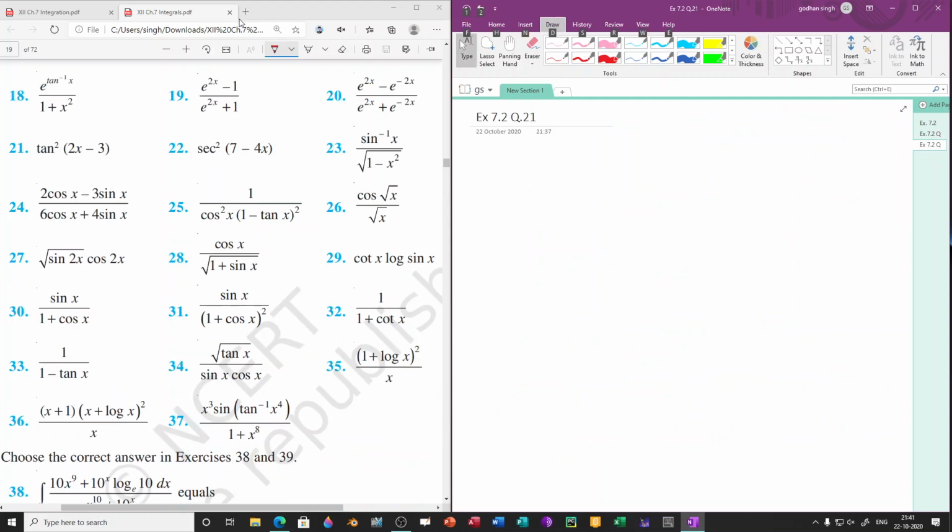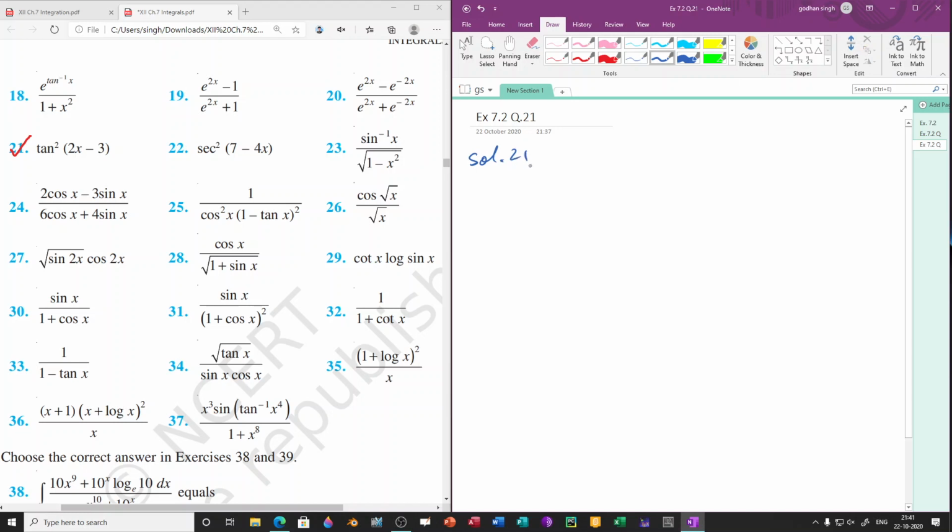Exercise 7.2, question number 21. Integrate tan square 2x minus 3. We know that this integration of tan square x is not in standard form, but we have earlier also done it. We can convert this in terms of sec square, and then we can integrate. So, let us do that way. So, solving question number 21.